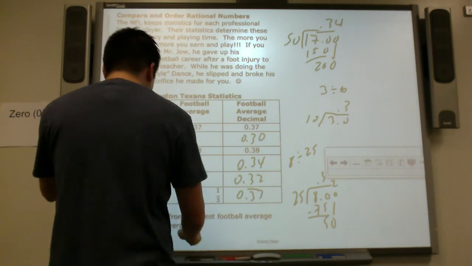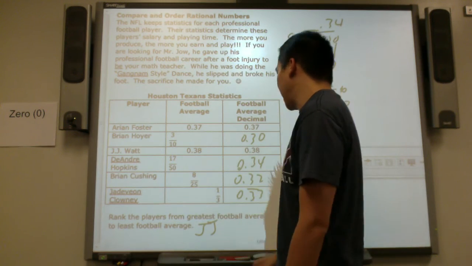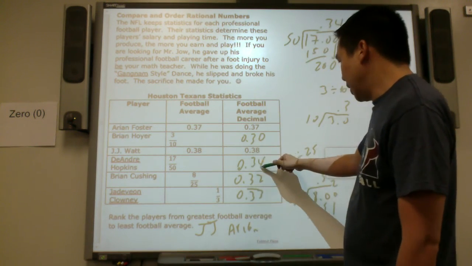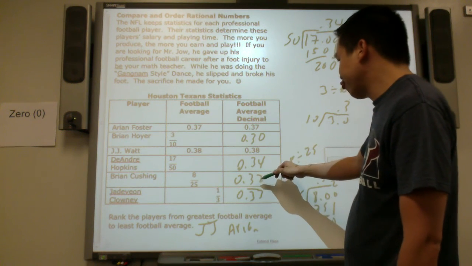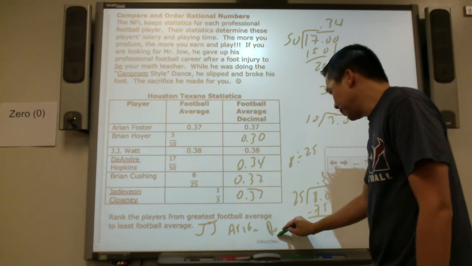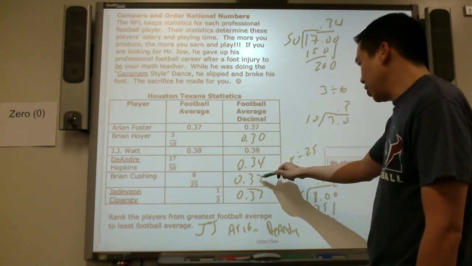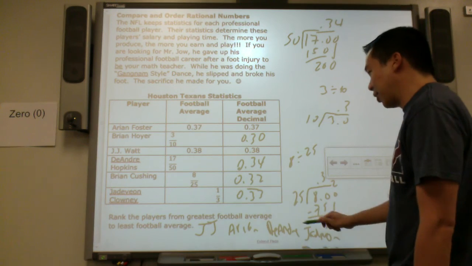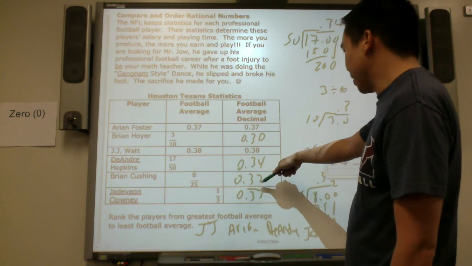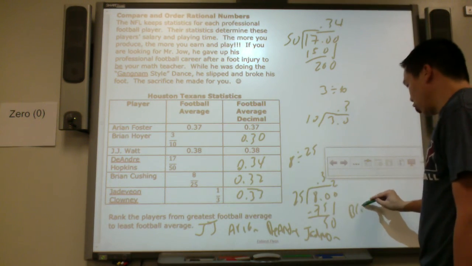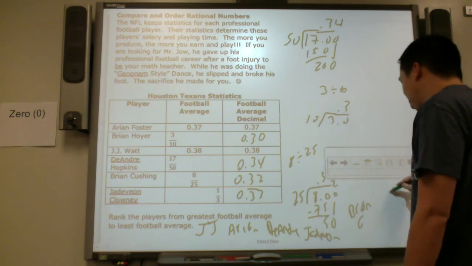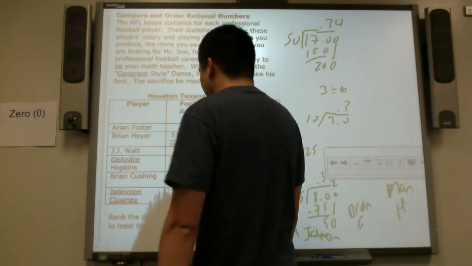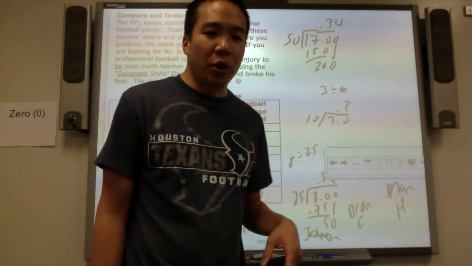The highest, of course, is J.J. He's the highest paid player. Then is Arian. And then you have DeAndre with 34 hundredths. Then you have, let's just call him Clowney. No, that's a great name, isn't it? And then you have Brian Cushing with 0.32 and Brian Hoyer, the quarterback. I can't remember if he's just backup or the starting.